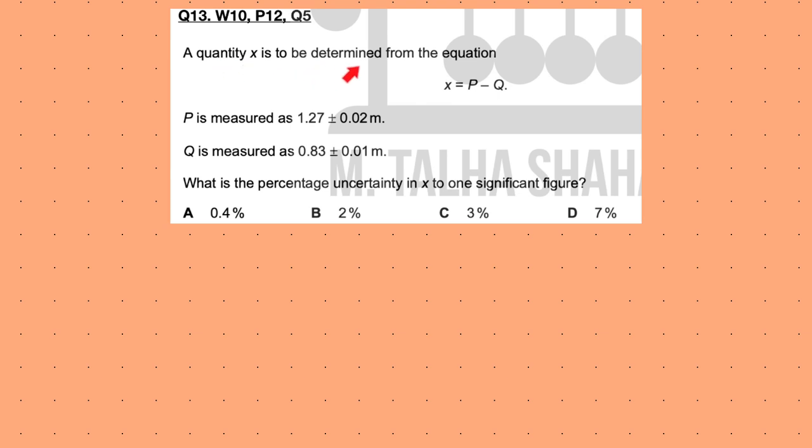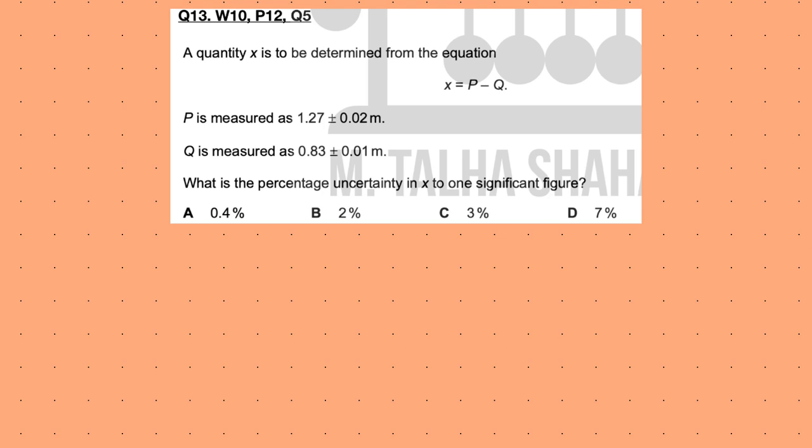A quantity x is to be determined from this equation: x equals p minus q. P is given as its principal value plus minus the absolute uncertainty, and similarly q is also given like that. What is the percentage uncertainty in x to 1SF? Now how you would do this question, or how you would do any question for that matter, is this.